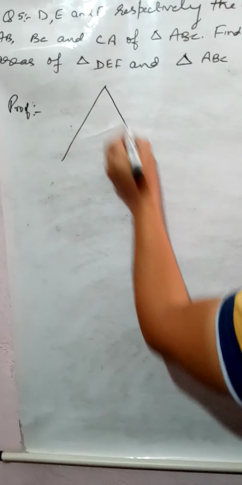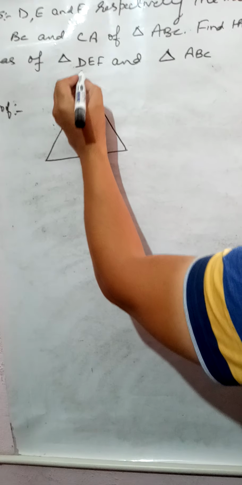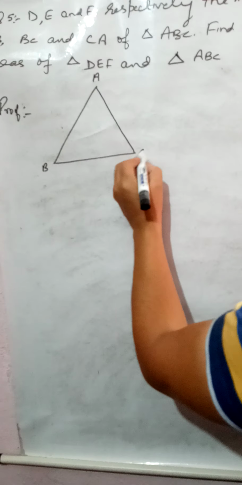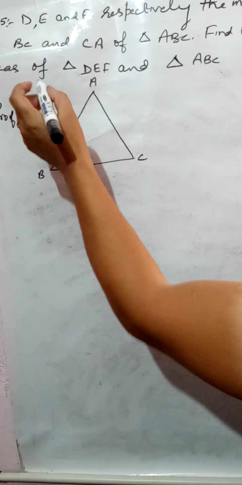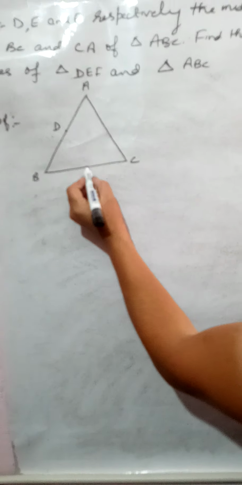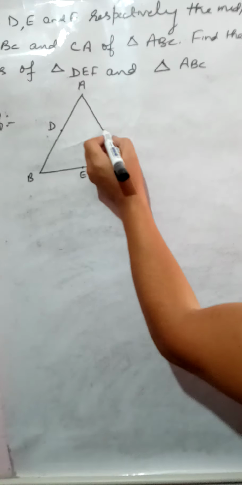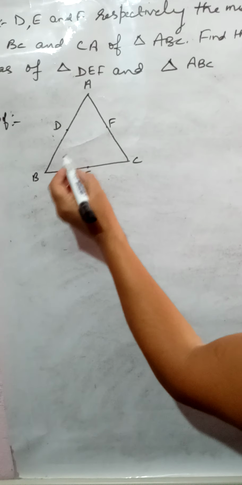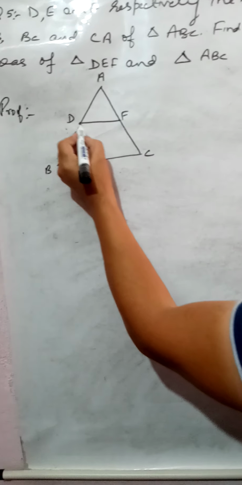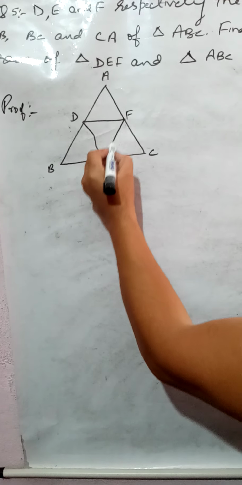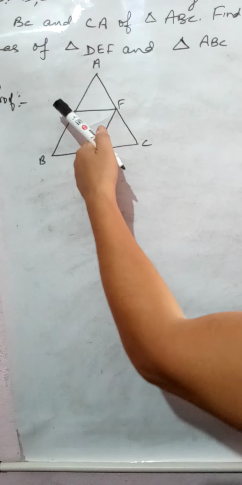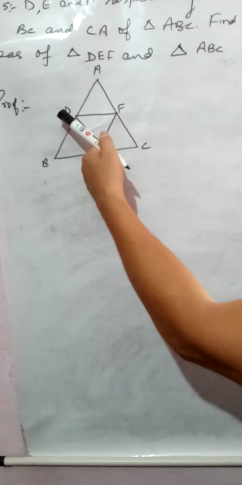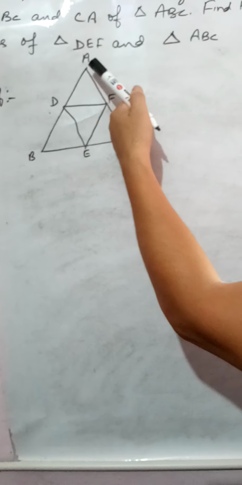In triangle ABC, D is the midpoint of AB, E is the midpoint of BC and F is the midpoint of AC. Okay, these are the three midpoints. So join these points. So this is the figure. We need to show the ratio of the area of triangle DEF by the area of triangle ABC.